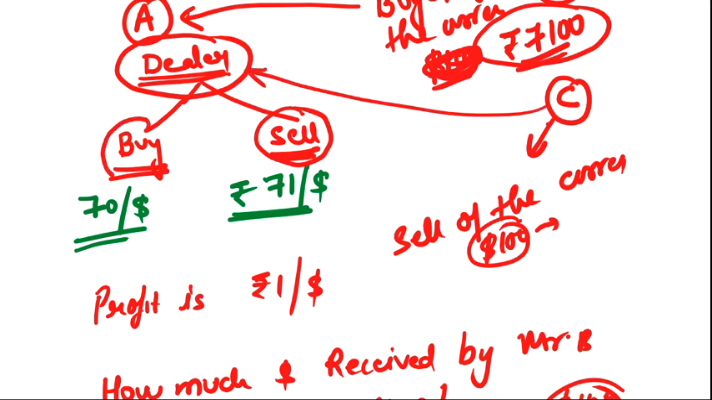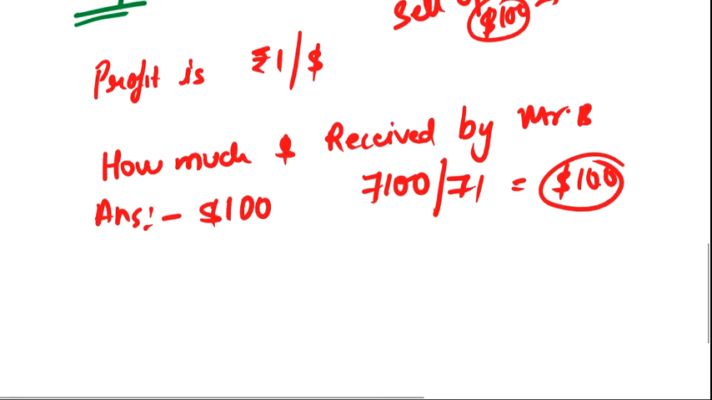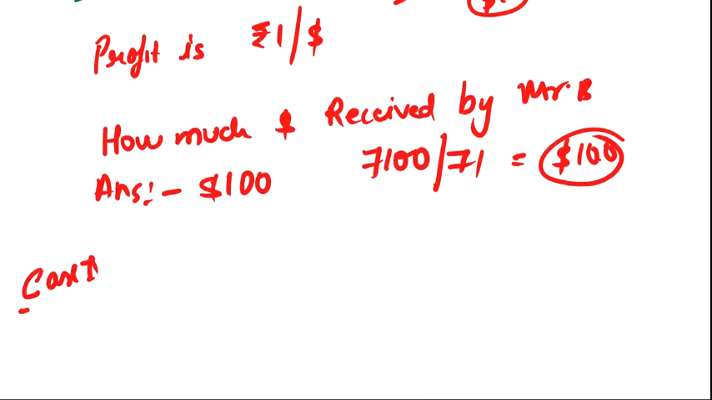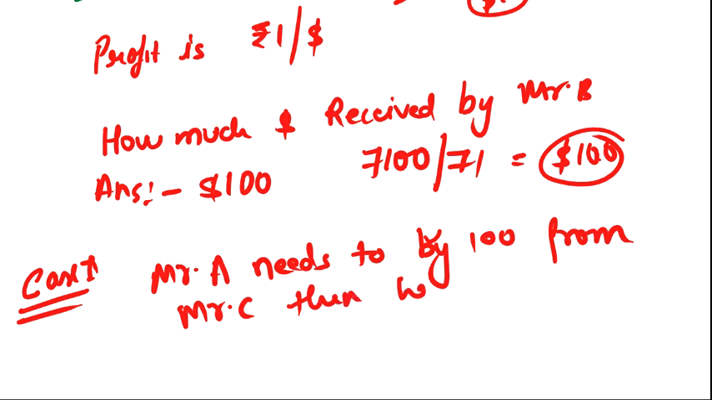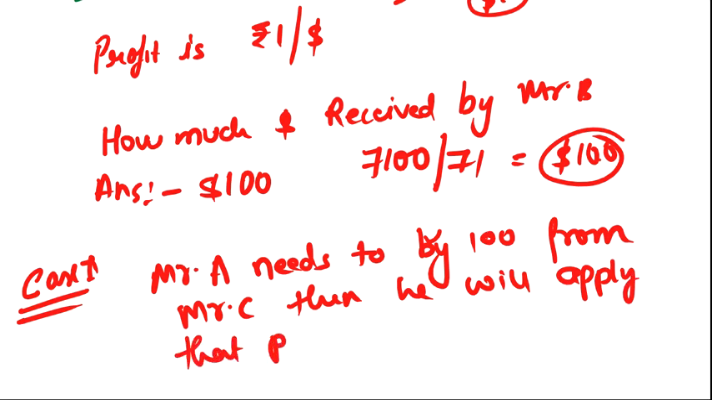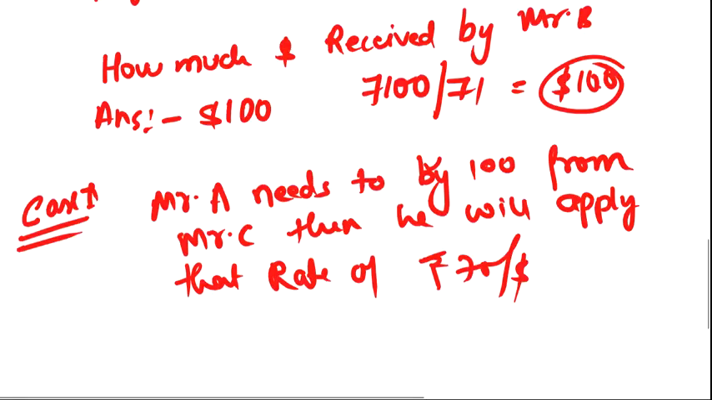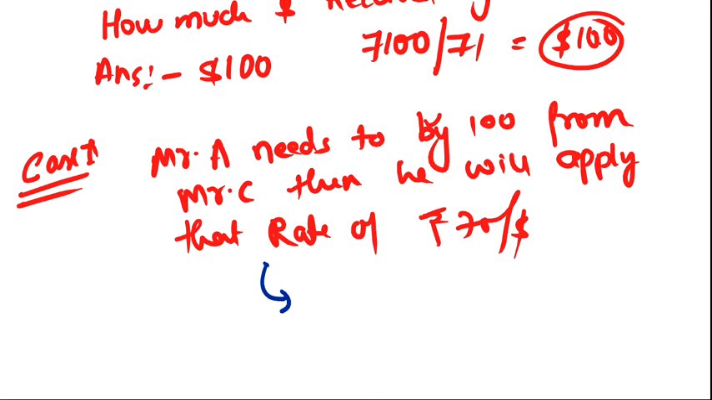So he will approach Mr. A. This time Mr. A needs to buy dollars from Mr. C. Write down case 2. Mr. A needs to buy $100 from Mr. C. Then he will apply the rate of rupees 70 per dollar. Clear? Then how much will Mr. A pay? Mr. A will pay 7,000 rupees to Mr. C.